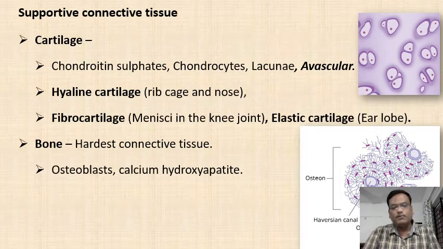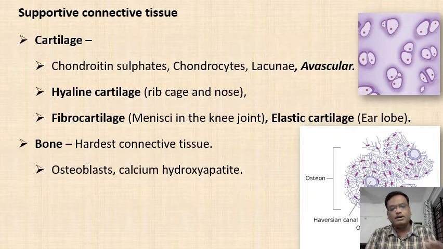Now, because of this avascular nature, normally the healing process of cartilage is delayed. It's comparatively slower compared to other kinds of tissue. So whenever there is damage to the cartilage tissue, the healing process is comparatively slow because of this avascular nature. Now, examples of cartilage tissue include hyaline cartilage, fibrocartilage, and elastic cartilage.